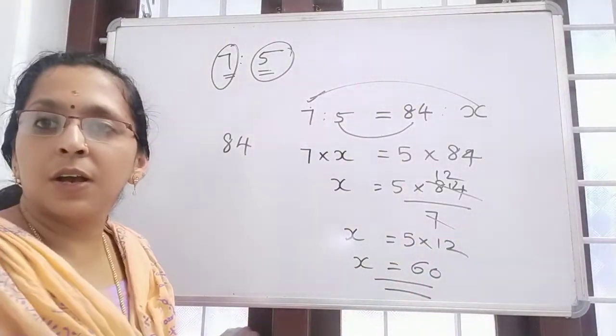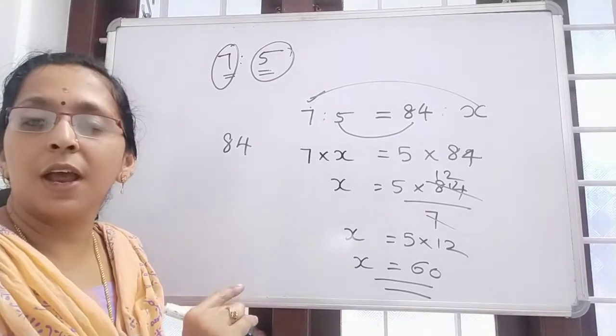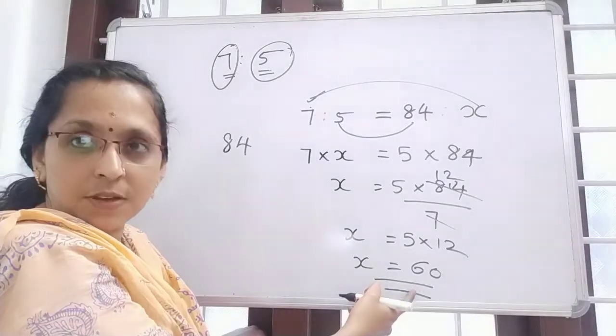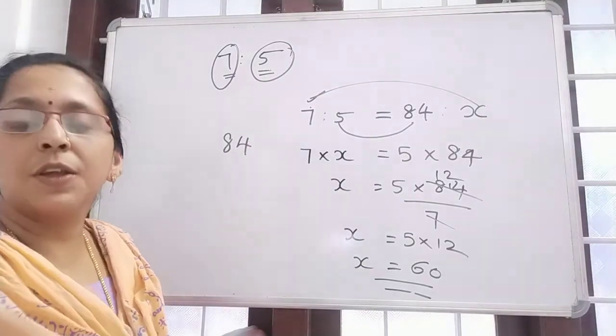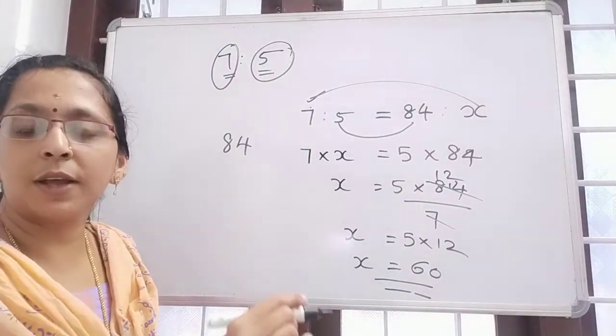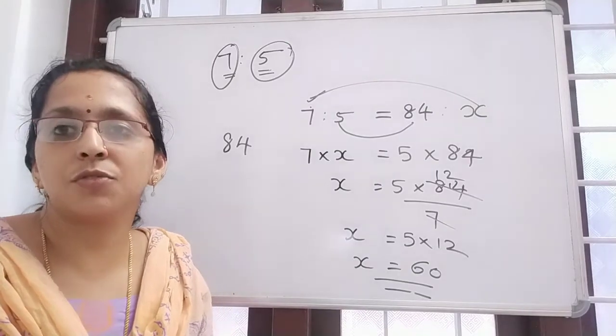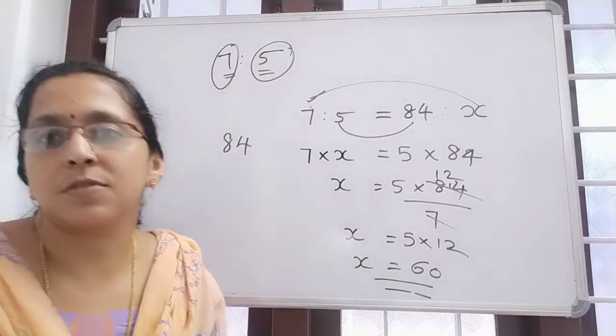Already her weight is 84 kg. Now it becomes what? 60 kg. Given ratio is 7:5. Therefore, the new weight is equal to 60. Okay.